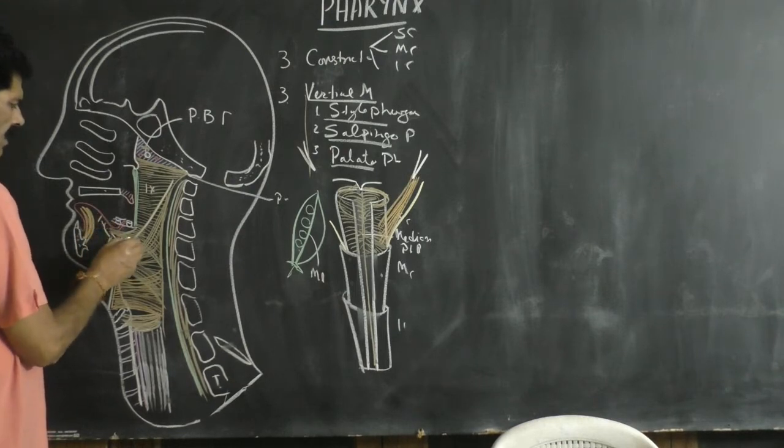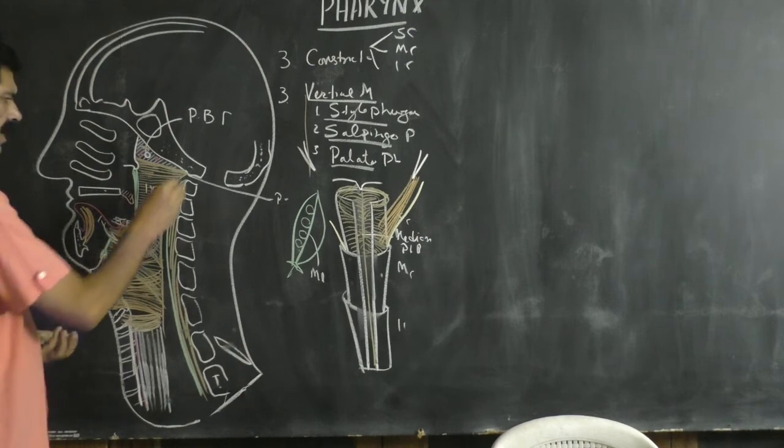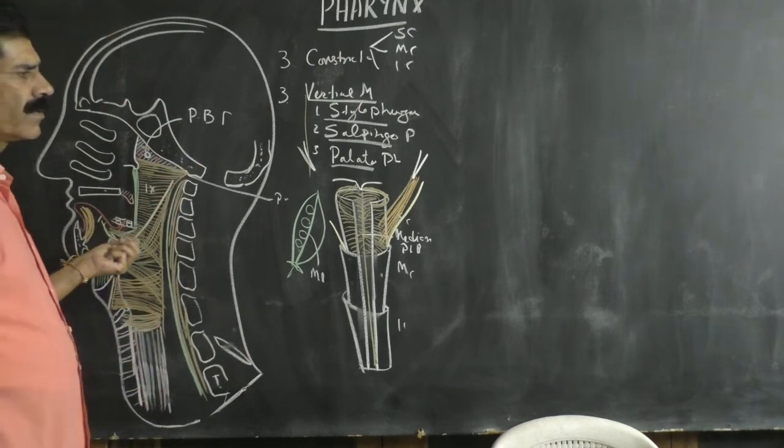So it is the sensory nerve to the mucous membrane of the posterior one-third. So it is the glossopharyngeal nerve, and it accompanies the stylopharyngeus muscle.